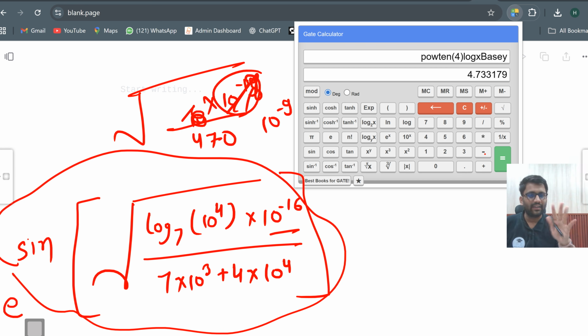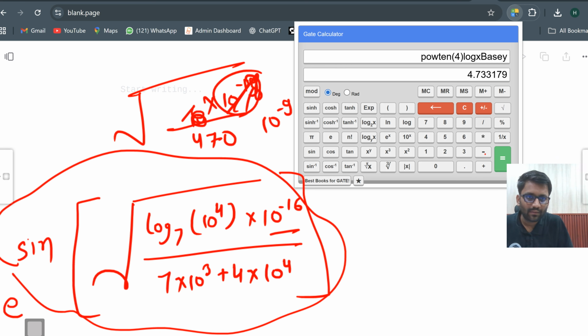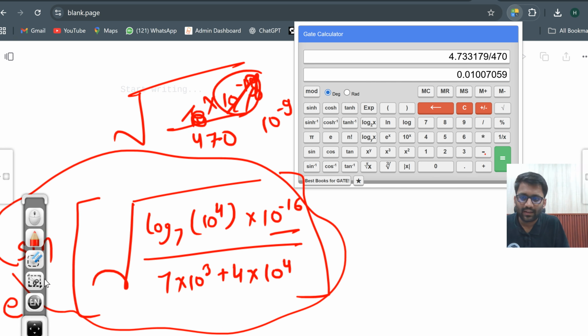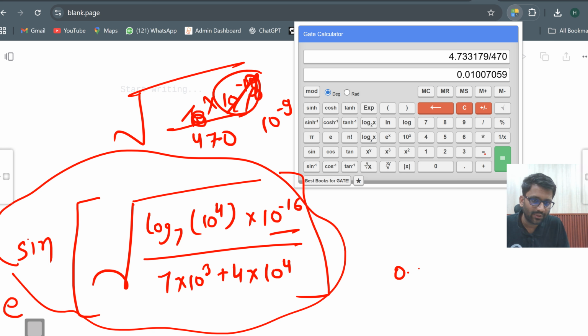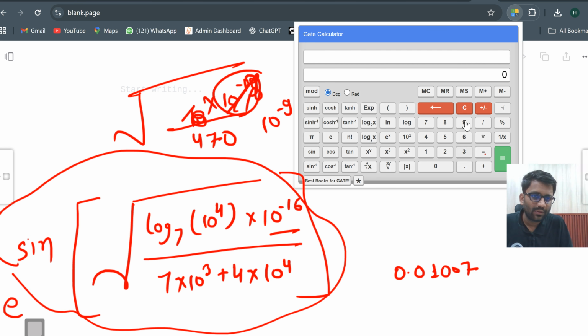Right? So this is how smartly I need to do the calculation. So whatever answer you are getting now, divided by 470, now multiply with 10 to the power minus 9, right? So I will write down this answer that I am getting, 0.01007 something. Then I need to multiply with 10 to the power minus 9. So first I will write down this 10 to the power minus 9 now, then multiply with 0.01007, whatever it was.